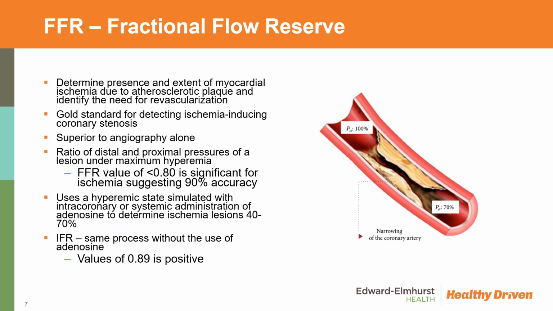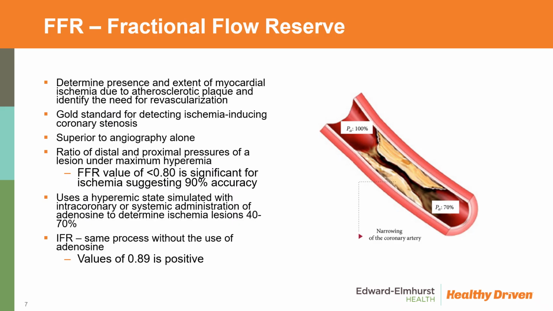Fractional flow reserve. Oftentimes you're going to hear this called FFR. So this will determine the presence and extent of myocardial ischemia due to atherosclerotic plaque and identify the need for revascularization. It is the gold standard for detecting ischemia-inducing coronary stenosis. It is superior to angiography alone, and the ratio of distal to proximal pressures of the lesion under maximum hyperemia is what gives us our value. So an FFR value of 0.8 is significant for ischemia, suggesting 90% accuracy. So it's almost like we're doing an intra-procedure stress test.